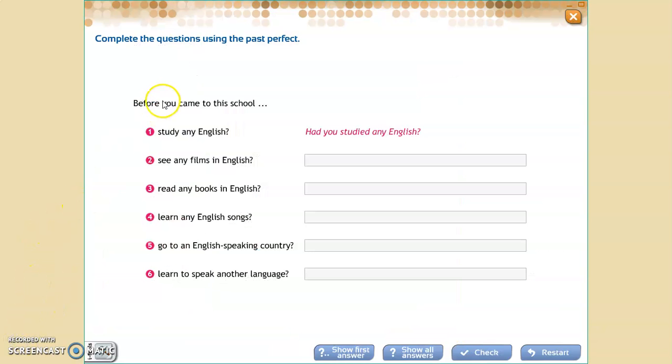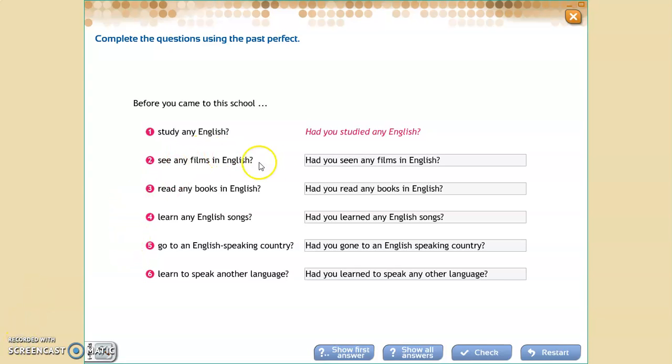Okay, so here I have to ask questions about before you came to school. Number one is the example. Had you studied any English? Okay, let's do it. So, had you seen any films in English? Had you read any books in English? Had you learned any English songs? Had you gone to an English-speaking country? And had you learned to speak any other language?